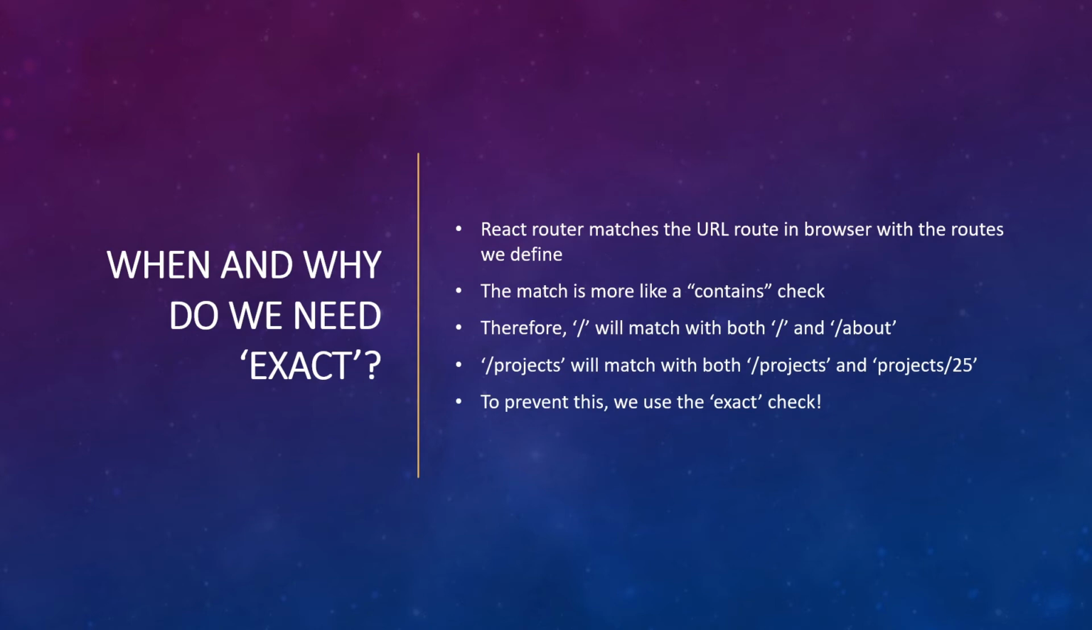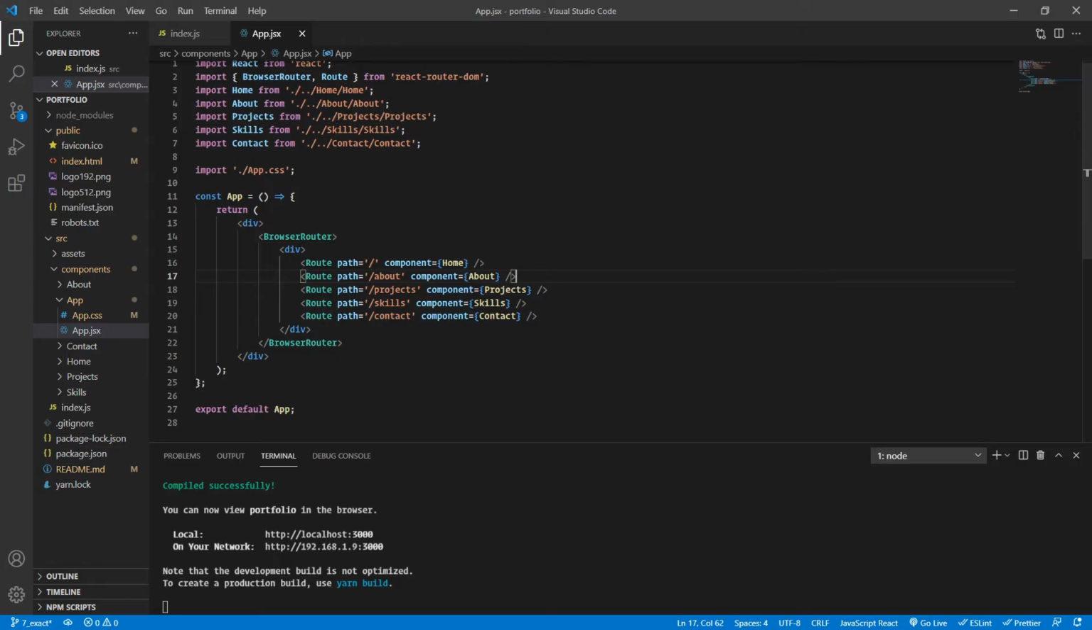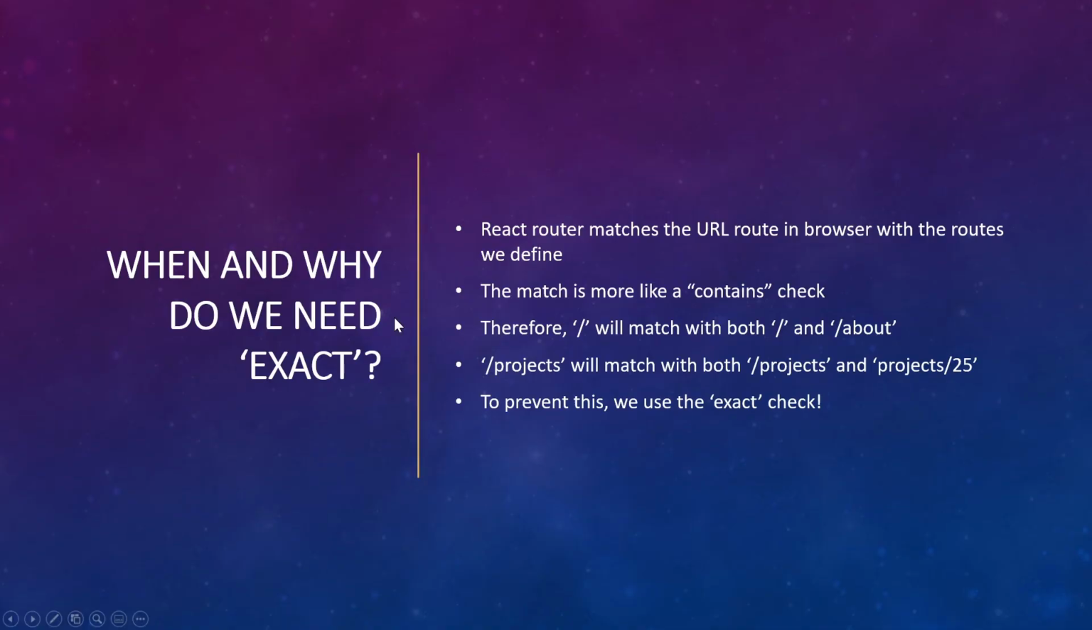So basically we can fix this using exact keyword. Let's have a look at why and when do we need this exactly. Basically, let me tell you some internal working of how React router matches the URL. So basically, the purpose of React router, you already know, is to match the URL route in the browser with the routes that we are going to define. So this is the route in the browser /about, and it's going to match this with the route that we have defined /about. So it does not do an exact match.